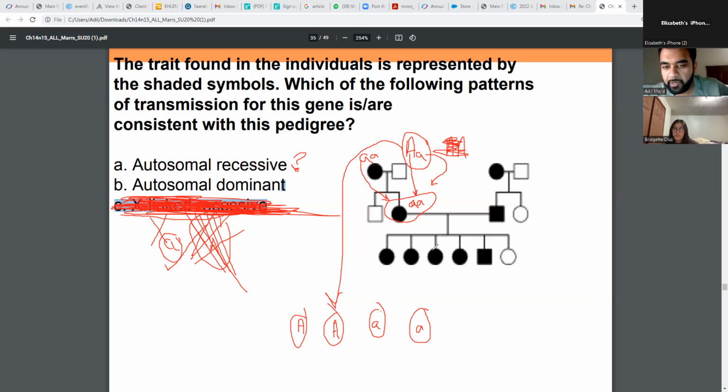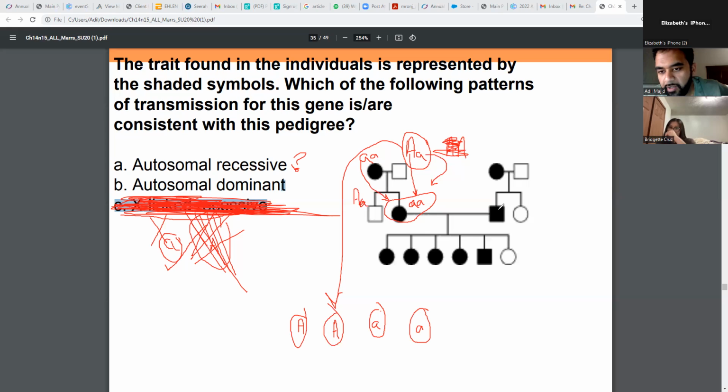He doesn't always pass off the dominant. It's 50-50 whether he's going to pass it or not, right? It's possible for him, even though he has the dominant allele, he could just give off the small allele, the recessive allele. Does that make sense? And it's possible that he gave this one the small one and he gave this one the big one. And that's why this person ended up big A, little a. Okay? Does that make sense?